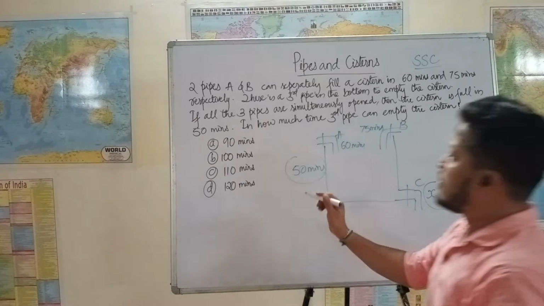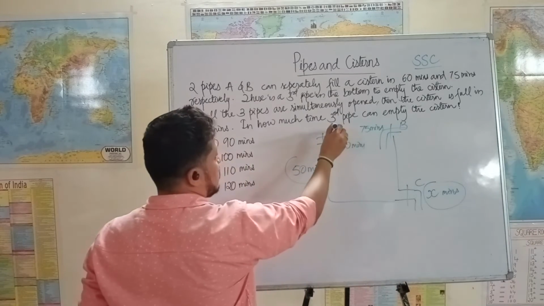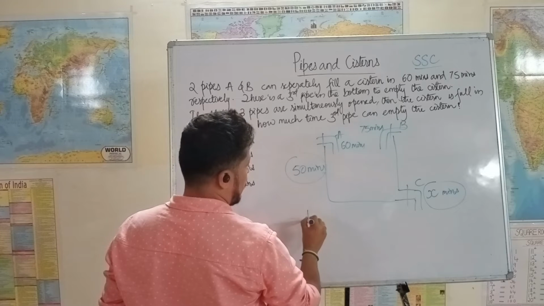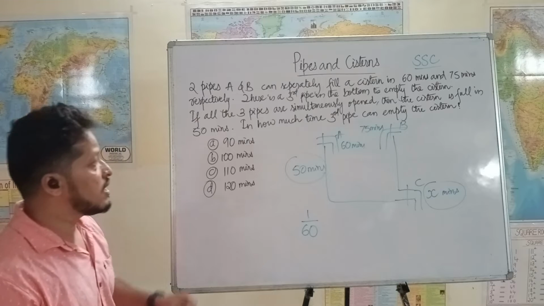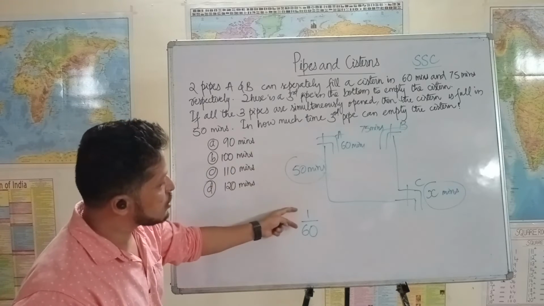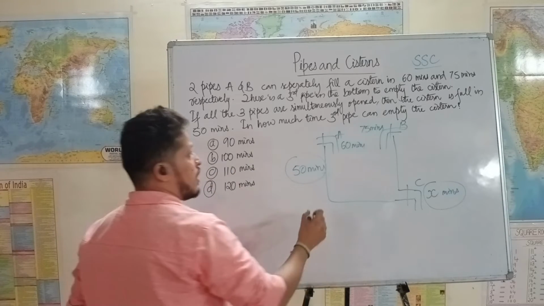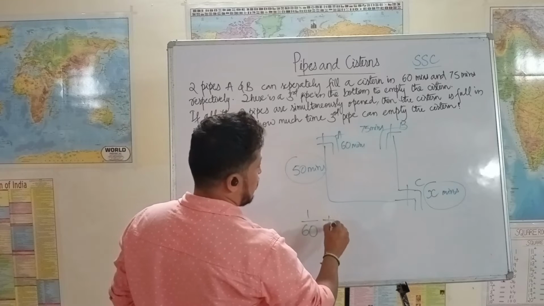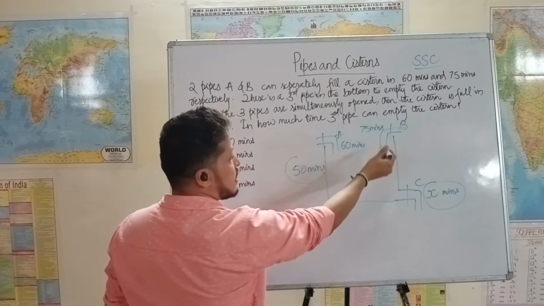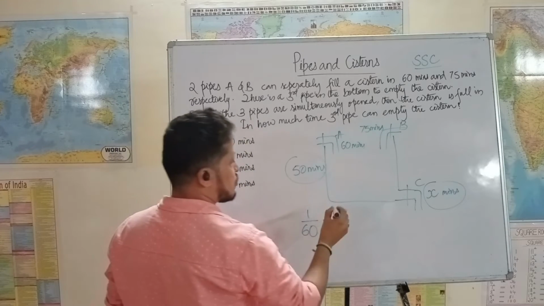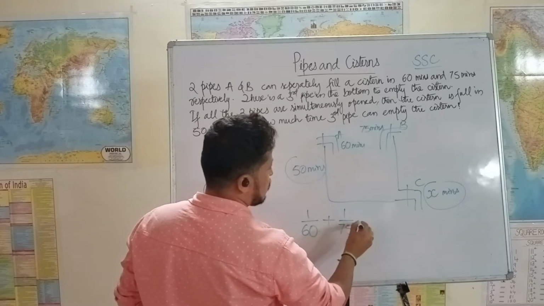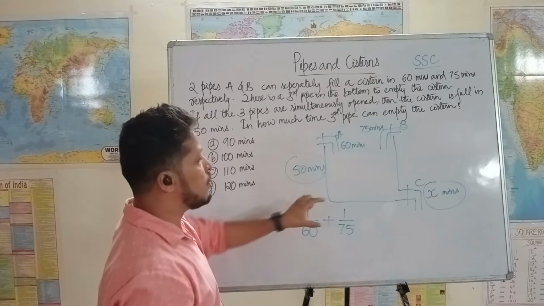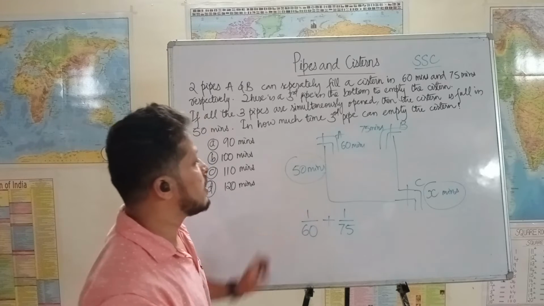Now let's see. The efficiency of pipe A is 1 by 60 because it can fill the entire tank in 60 minutes. That means every minute it fills 1/60th of the tank. And second, pipe B is also on and that is also contributing to fill the tank. So plus 1 by 75. That means pipe B is filling 1/75th of the tank every minute.